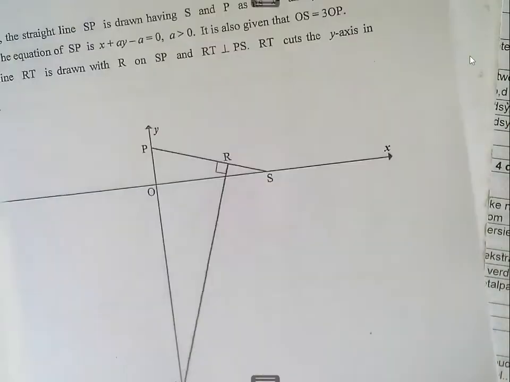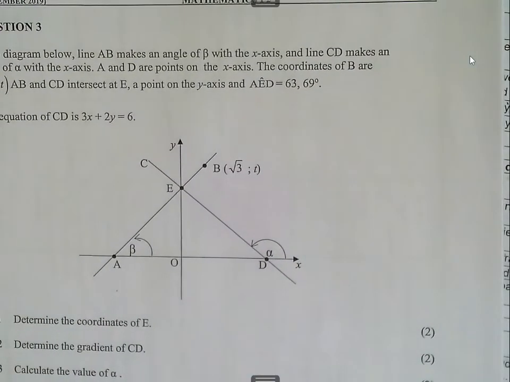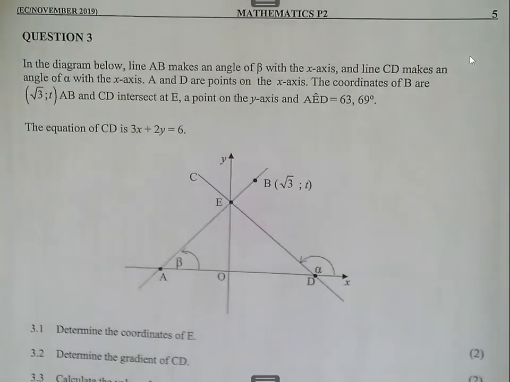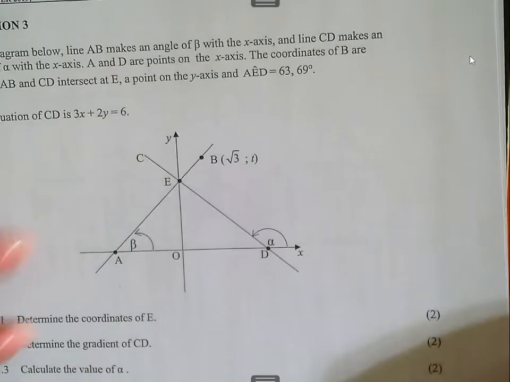Yes, it's question 3. Okay, I'm going to guide you in doing this. I'm going to give you clues, but then I want you to do it yourself. Okay, so have your pencil ready so you can make some notes for yourself. So they say in the diagram below, line AB makes an angle beta.